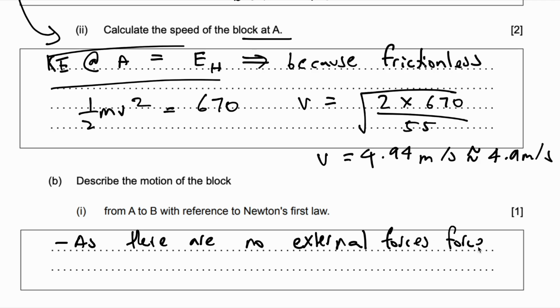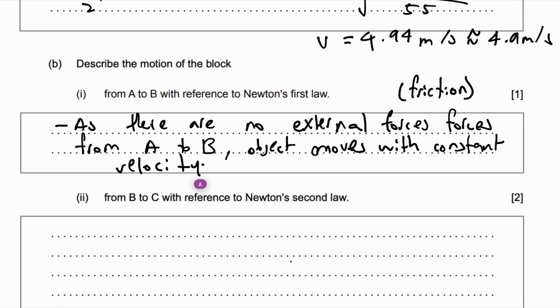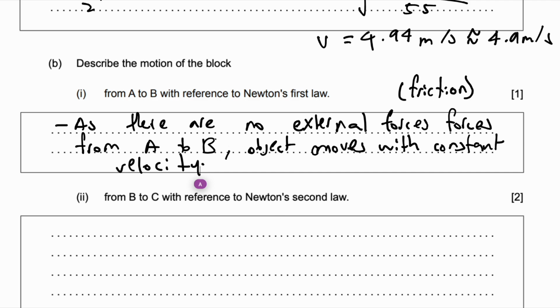So, as there are no external forces from A to B, and in this case external forces would just be friction, and as there's no friction, the object moves with a constant velocity. Okay, that's simple enough. I haven't seen too many recent questions asking about Newton's first law, but it's good to know it, and it's pretty simple to remember, so study it.